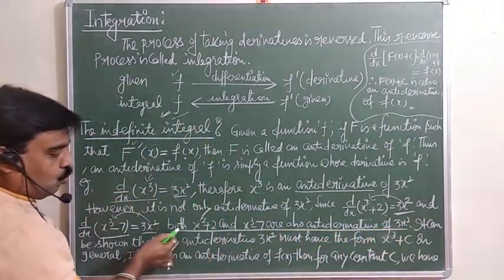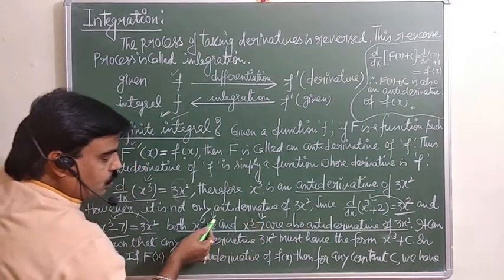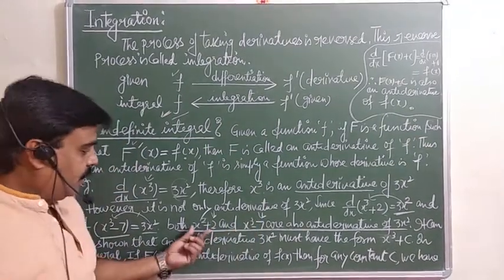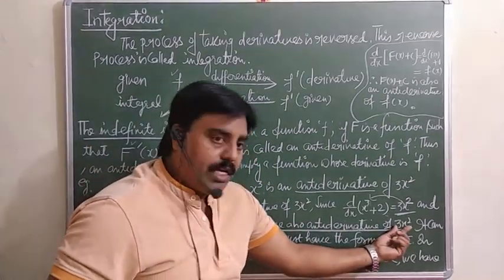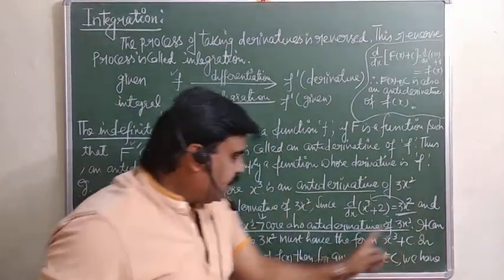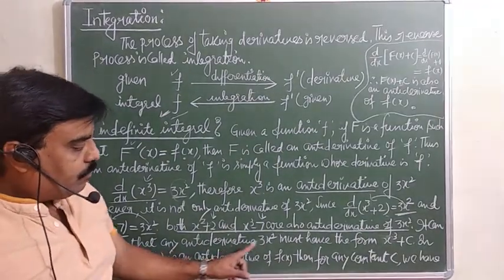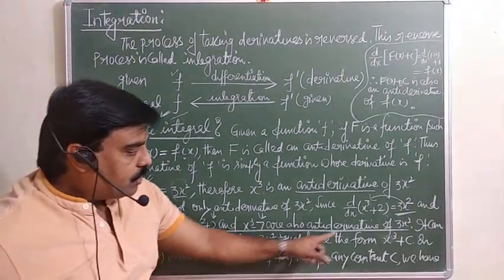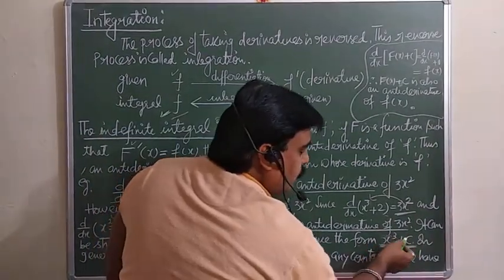See now. So what exactly are we talking about here? This constant term is going to change. If you take the antiderivative of this one or this one, in both cases you get 3x square. So it can be shown that any antiderivative of 3x square must have the form x cube plus c.